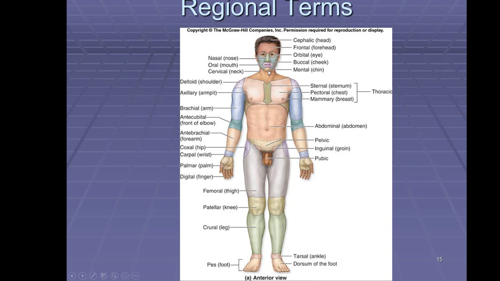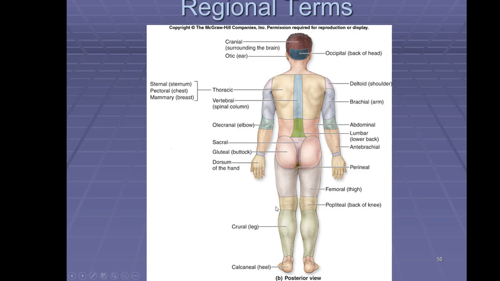The chin, the term used here is mental. It's a little bit different. Buccal means cheek. Orbital means eye. The eye sockets are called orbits. Frontal, forehead region. And we have a big bone here called the frontal bone. And then cephalic refers to the head. And if we look at the back side, we get a lot of the same things, but a little bit different. So I'll run through these also.